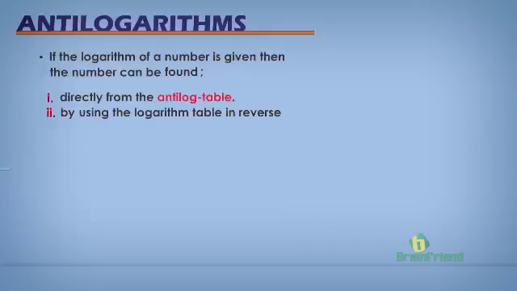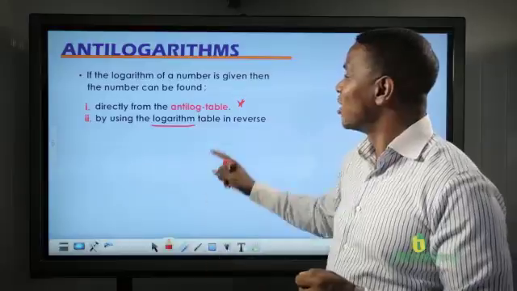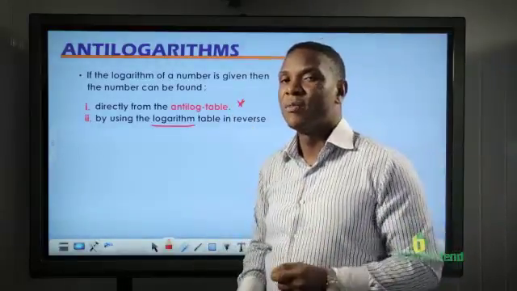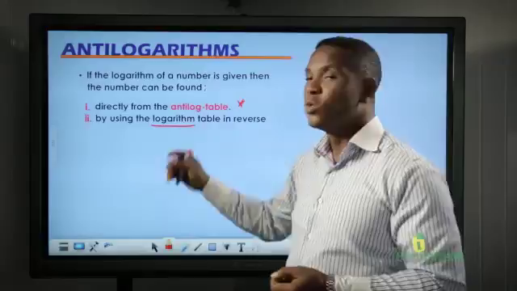When the logarithm of a number is given, we can find the number from which that logarithm was obtained using either of two methods. We can find it directly using the antilog table like we just saw, or we can use a reverse method by looking it up from the logarithm table that we learned earlier about. In our next slide, we'll be looking at how to look it up directly from the antilog table, and further on we'll also look at the other method.